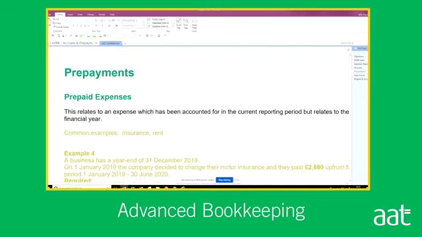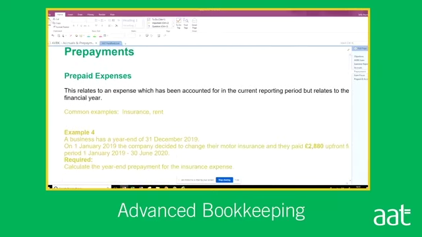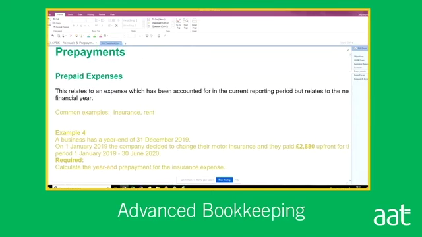Back to the top. So as I said, prepaid expenses, what are they? They relate to an expense which has been accounted for in the current reporting period, but actually relates to the next financial accounting period. So we've paid it in advance, but we shouldn't account for it yet. Common examples from a working perspective are insurance. We pay insurance up front, and that insurance charge may not coincide with the financial year. And also rent, we might not be paying it on a monthly basis, might have to pay it yearly, or quarterly. It depends on what that contract is.